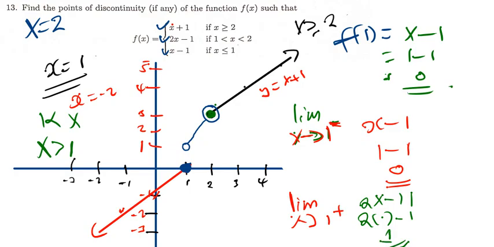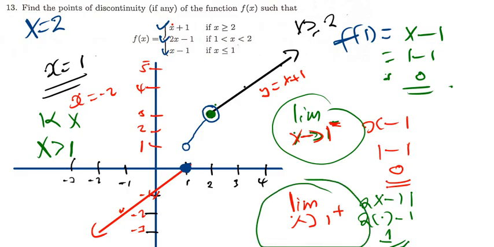So the limit as x approaches 1 from the left side is not equal to the limit as x approaches 1 from the right side. Therefore, at x equal to 1, we have got discontinuity. It's not continuous at that point.